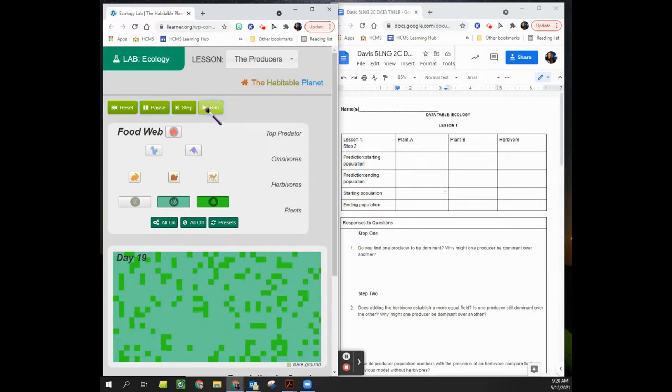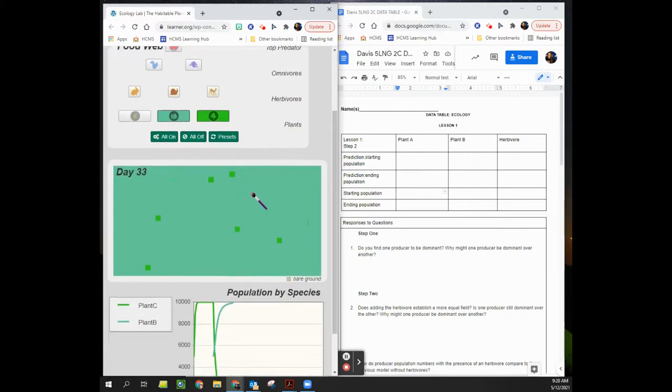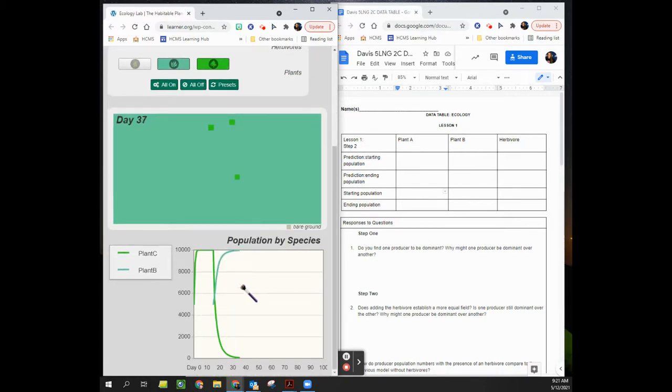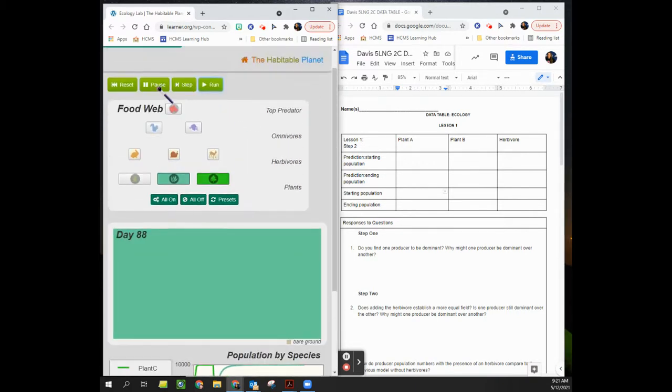Run again. So these are the plants. And down here it shows the numbers. So it showed the starting numbers, day 0, and then the ending numbers. Okay. And then I'm gonna stop.